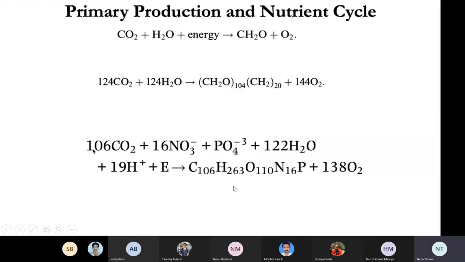From the previous equation, what do we see? What are the key requirements for photosynthesis? CO2. And what is the source of CO2 for the marine photosynthetic organism, the marine life form, the primary producer? CO2 will be coming from the atmosphere, right?